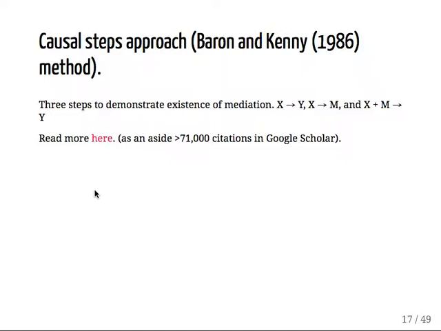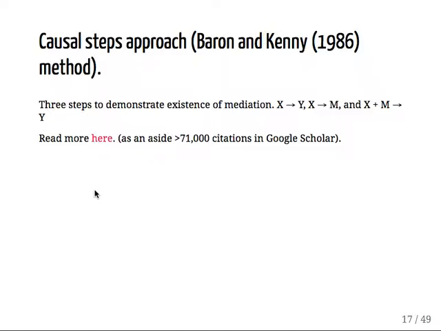You have to first demonstrate a relationship between your independent and your dependent. You have to show a relationship between your independent and your mediator. And you have to show that if you combine these both, that they also affect your dependent. So that if you have your independent and your mediator in a regression, that it affects your dependent. You can read more there.